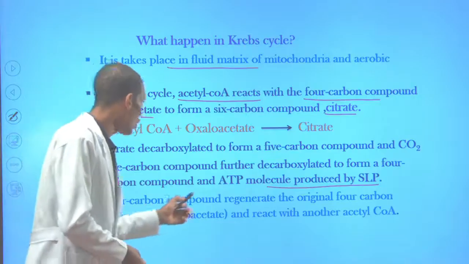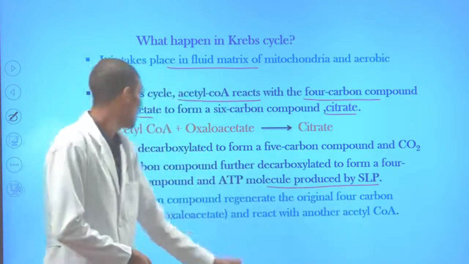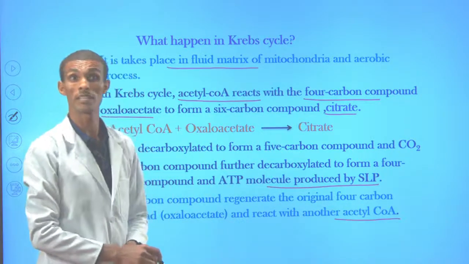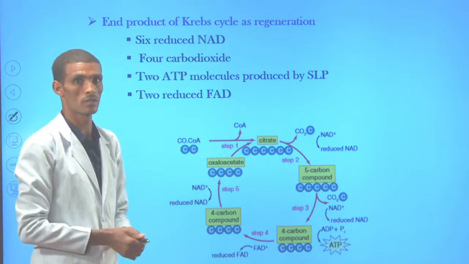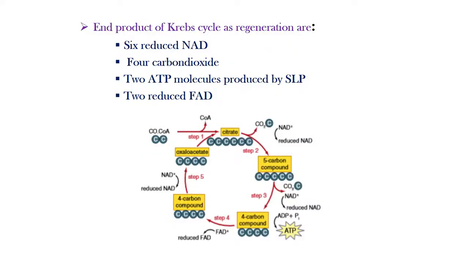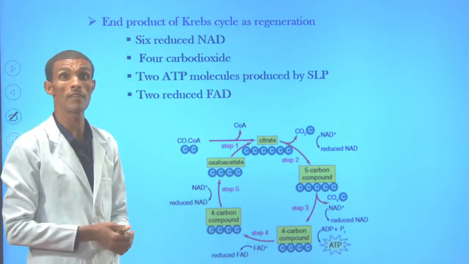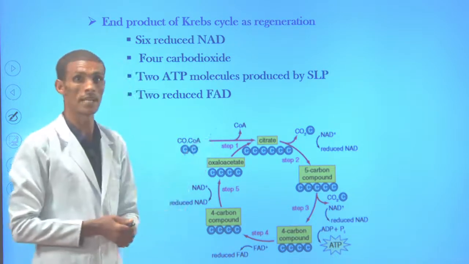Then the 4 carbon compound oxaloacetate is regenerated and reacts with another acetyl-CoA to start the process. The following products can be obtained after regeneration. There are 6 reduced NAD produced from Krebs cycle, and 4 carbon dioxide are decarboxylated too. There are 2 ATP molecules produced by substrate level phosphorylation. Additionally, 2 reduced FAD are produced.